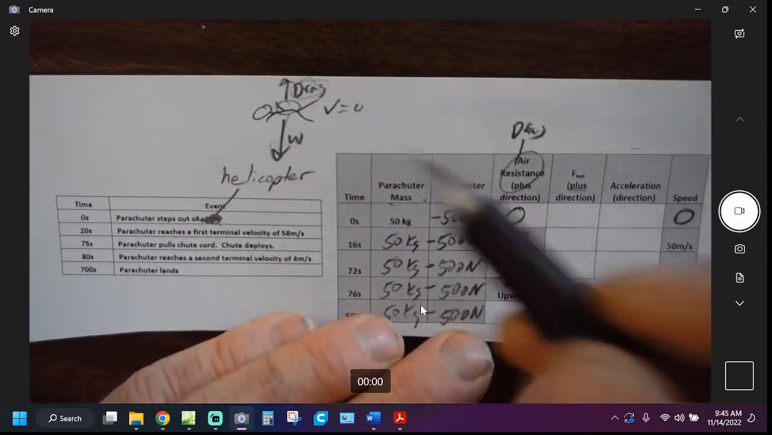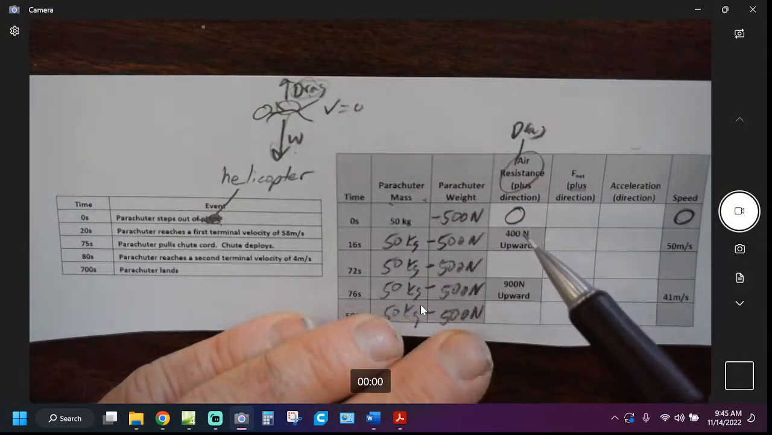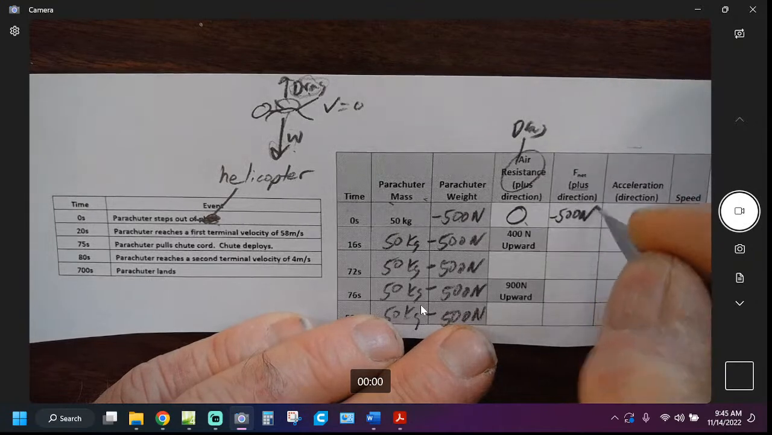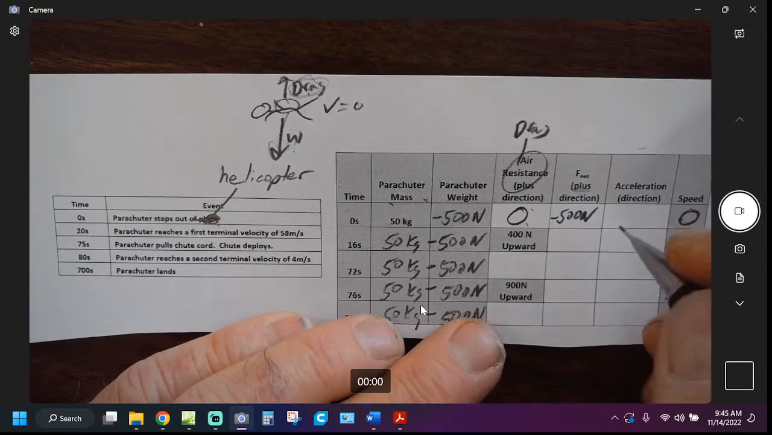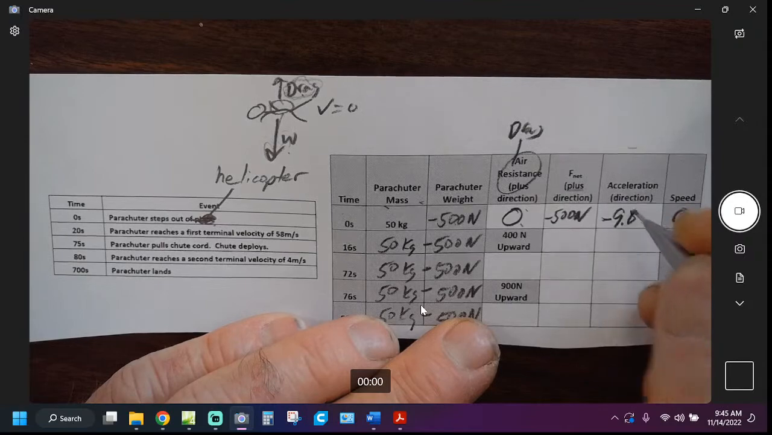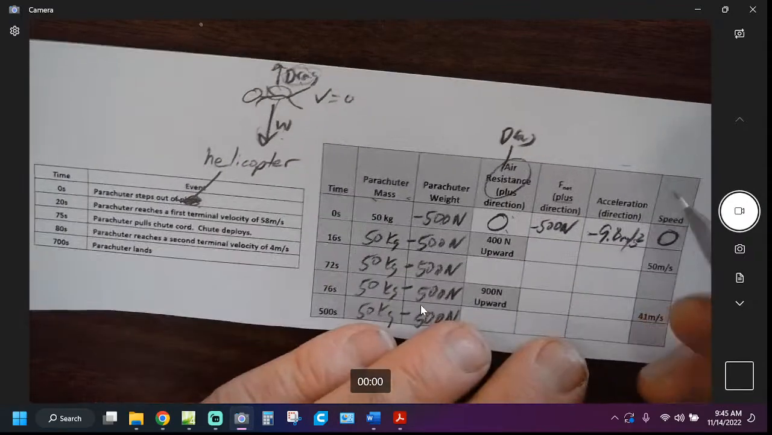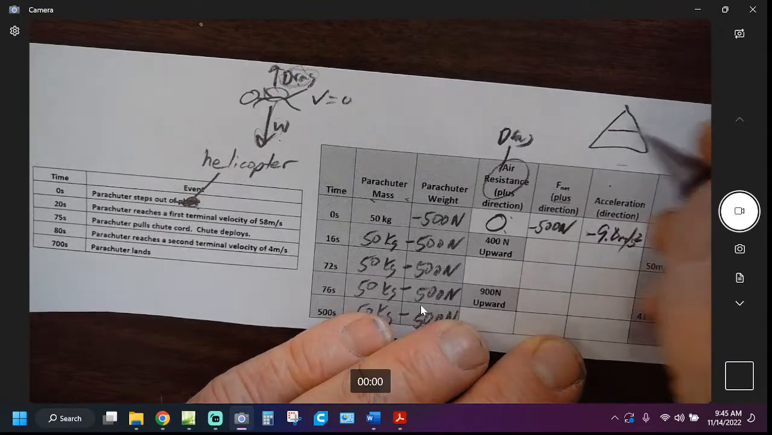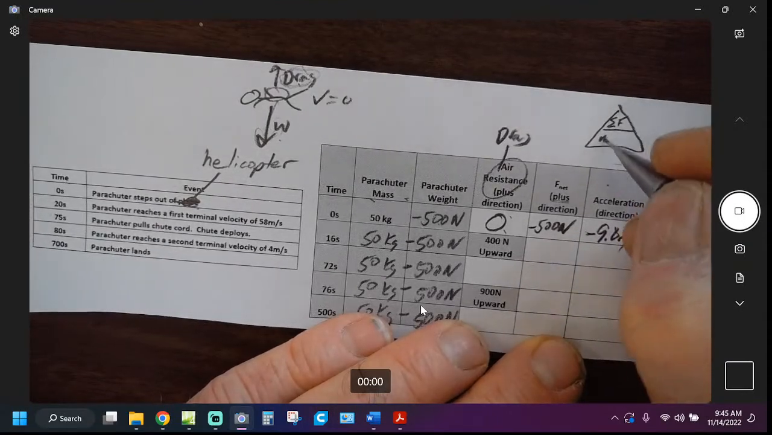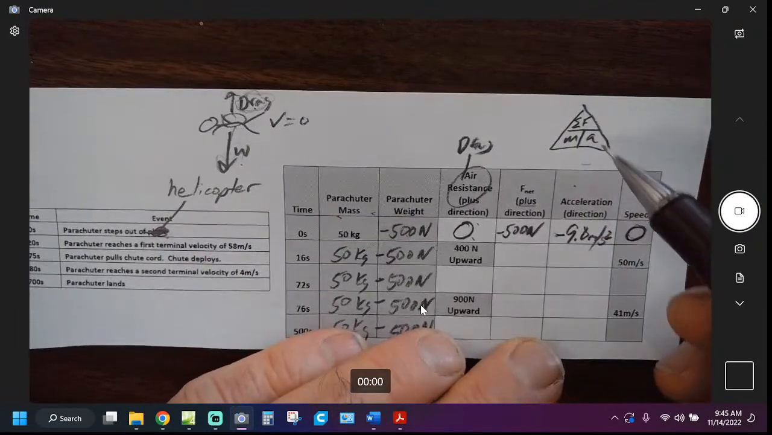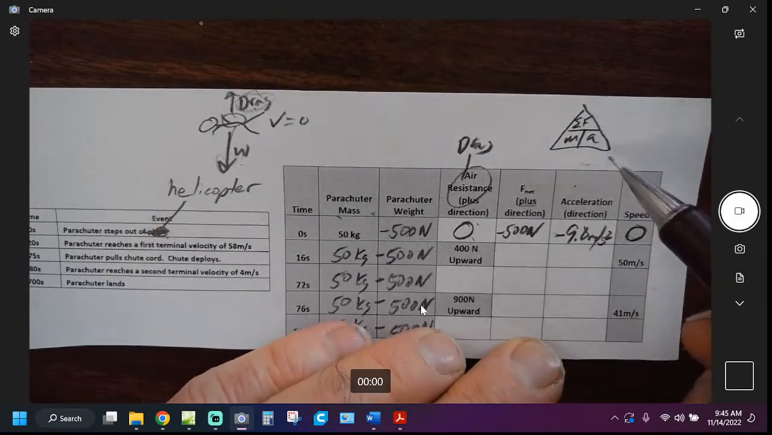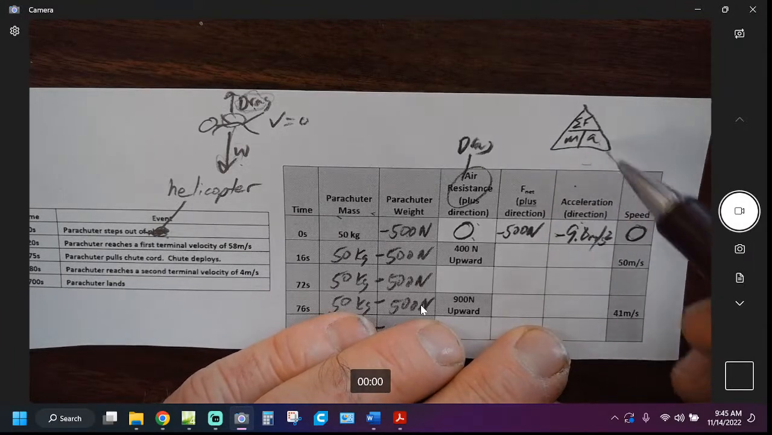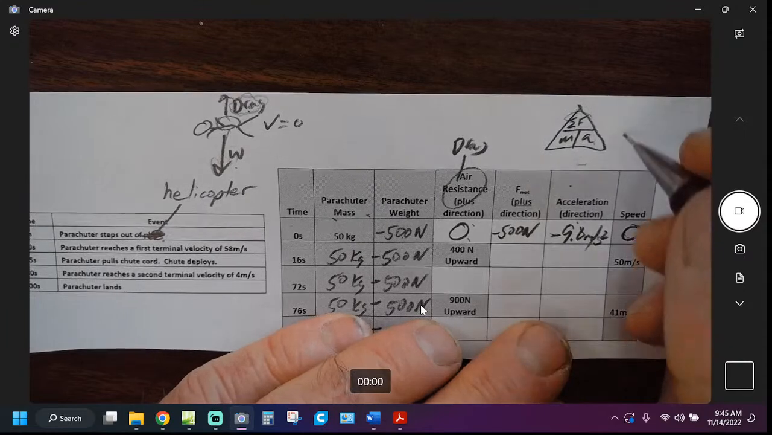So the net force is what you get when you add drag and weight together. 0 plus negative 500 is just negative 500. Without air resistance, the acceleration should be negative 9.8. And the other way to get acceleration is to use the triangle. Net force equals mass times acceleration. Or really, this is using Newton's second law. I'm just using a triangle to do the algebra. So acceleration is net force divided by mass.